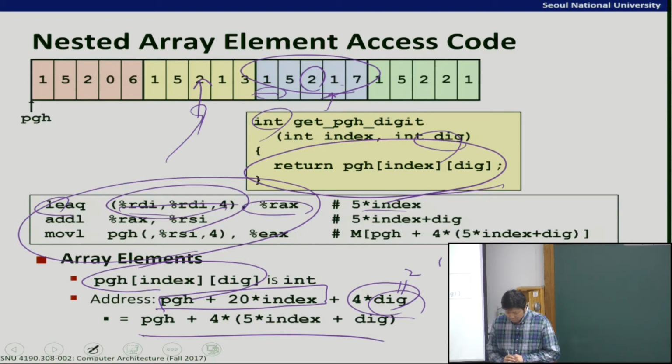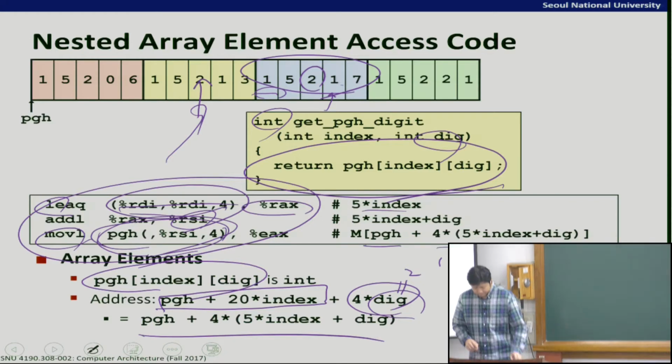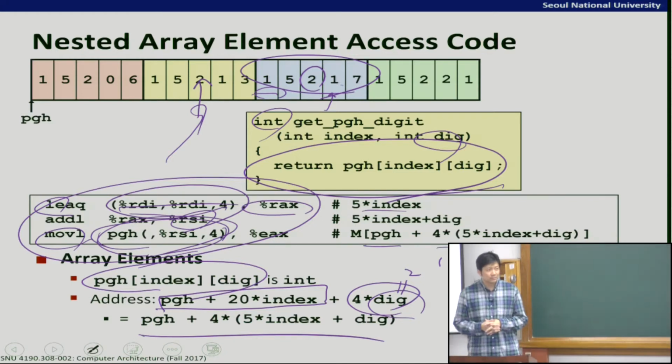Then it will be the sum, because the RSI register holds the second argument, which is dig. So now we compute 5 times index plus dig and store it into the RSI register. Finally, we access this memory location, pgh plus RSI times 4. So the effective address will be pgh plus 4 times 5 times index plus dig. And then we actually access this memory location, get the value, and copy it to the EAX register by the move instruction, right? Kind of simple.